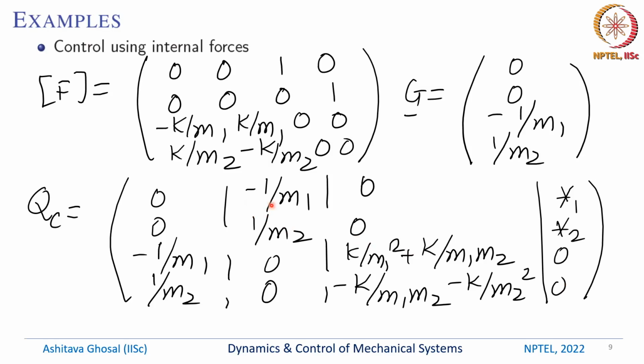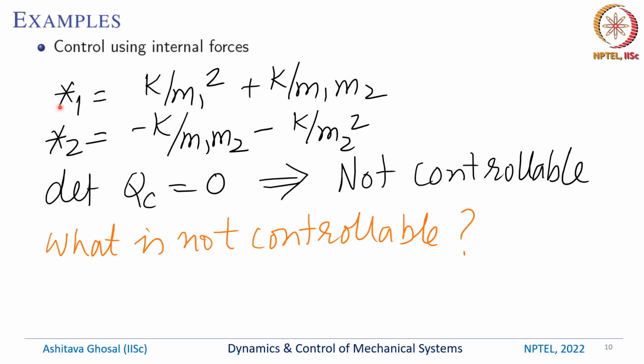So F into G will be minus 1 by m1, 1 by m2, 0, 0. F square into G is 0, 0, k by m1 square plus k by m1 m2, minus k by m1 m2 minus k by m2 square, and these two expressions will be from F cube into G. I will show you what these expressions are in the next slide. So the first expression is k by m1 square plus k by m1 m2, and the second term, the 2 comma 4 term, is minus k by m1 m2 minus k by m2 square.